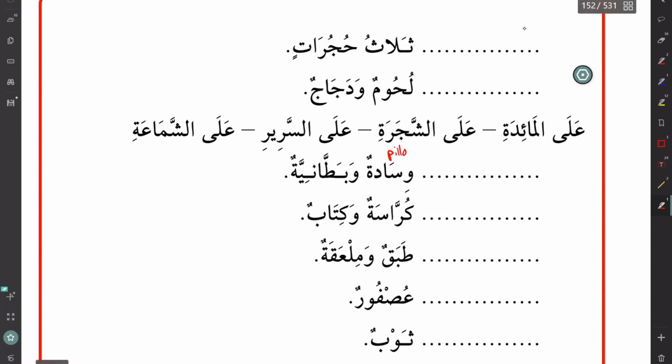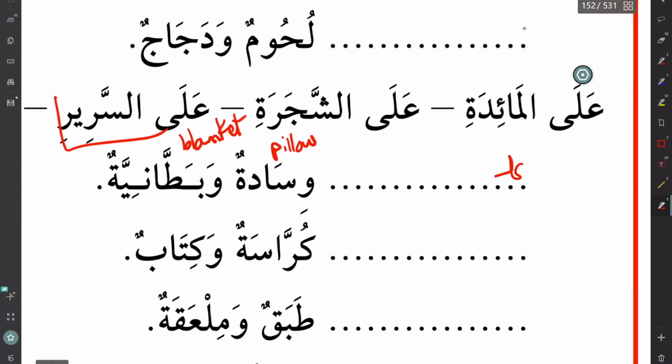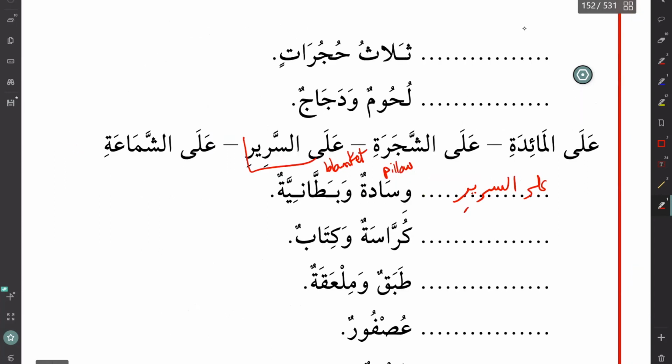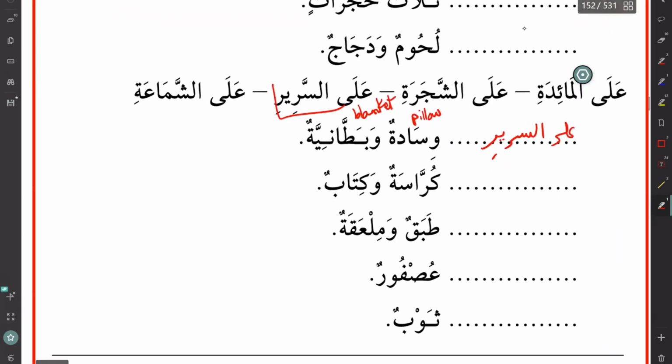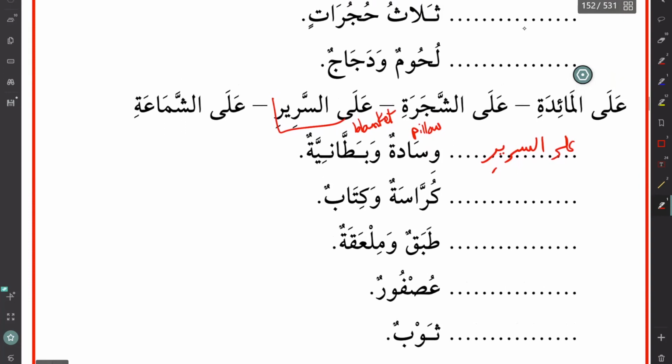I hope you remember these words. Pillow, and battaniya is blanket, right? Blanket. Okay, so where do we find a pillow and a blanket? Of course, ala sariri. Okay, on the bed. See? Ala sariri. Okay, on the bed. Then we have kurasatun wa kitabun. Kurasa is a notebook and kitab is book.